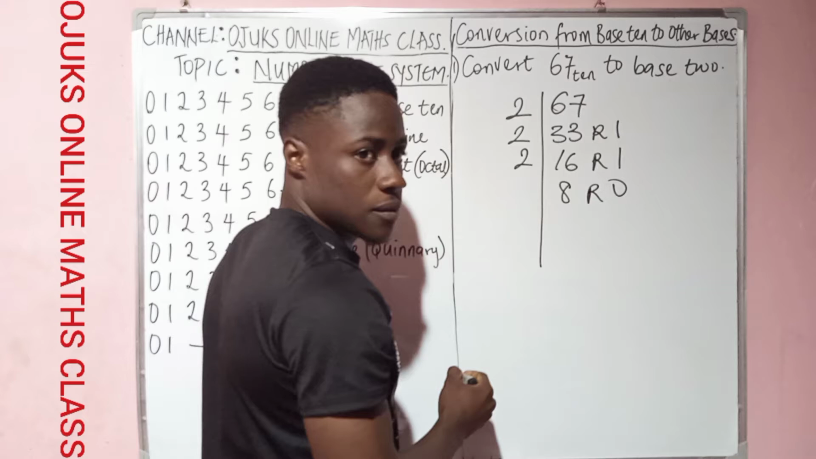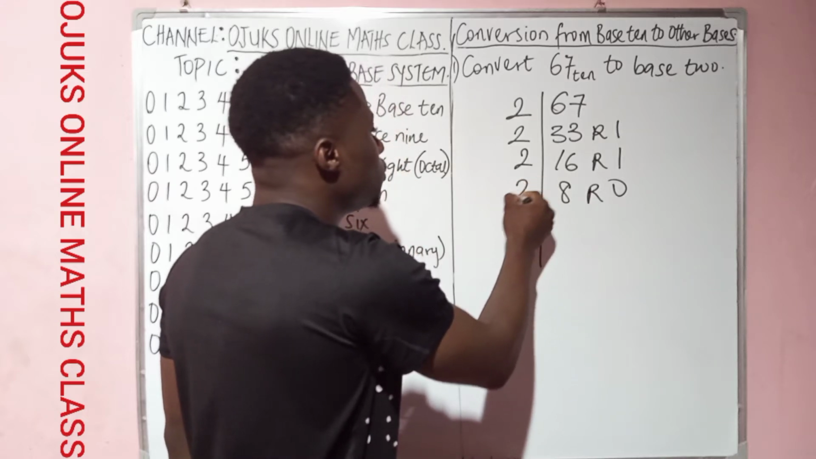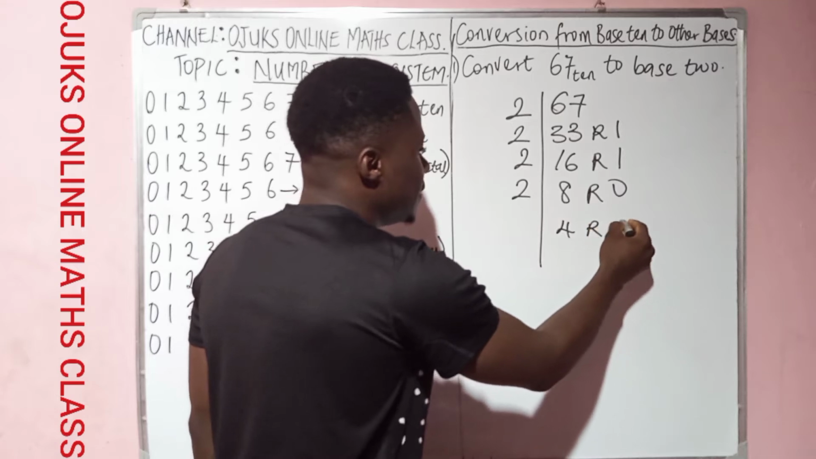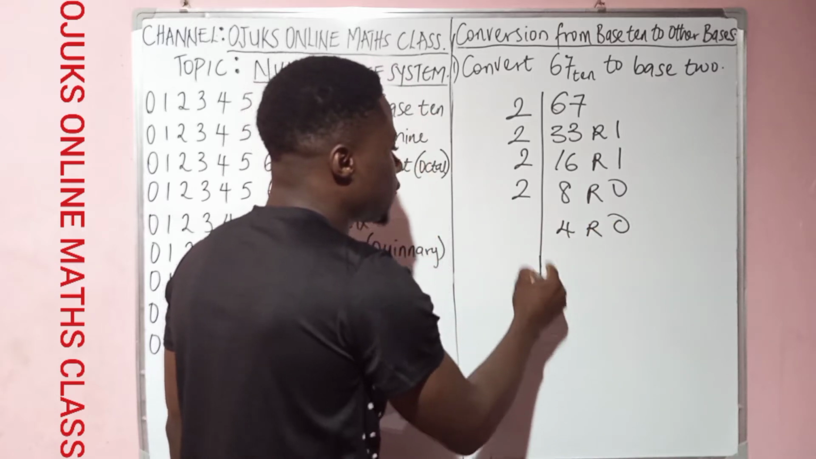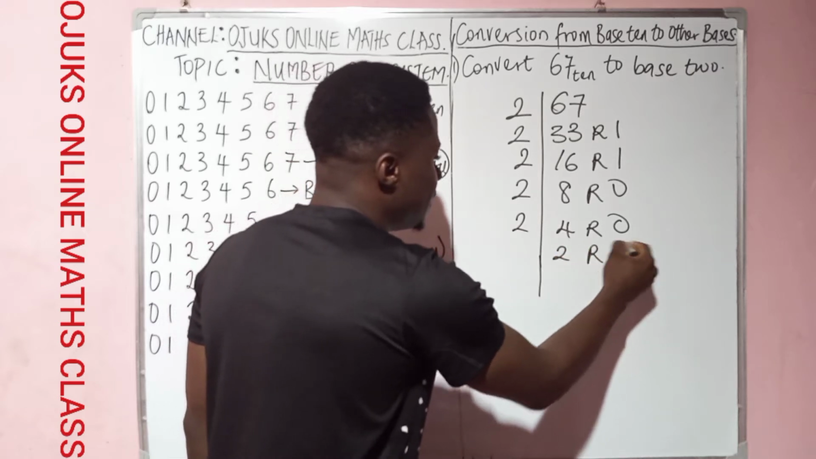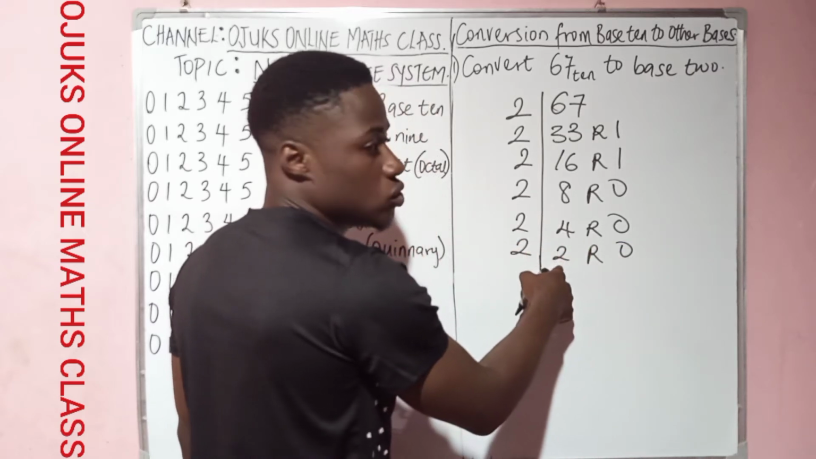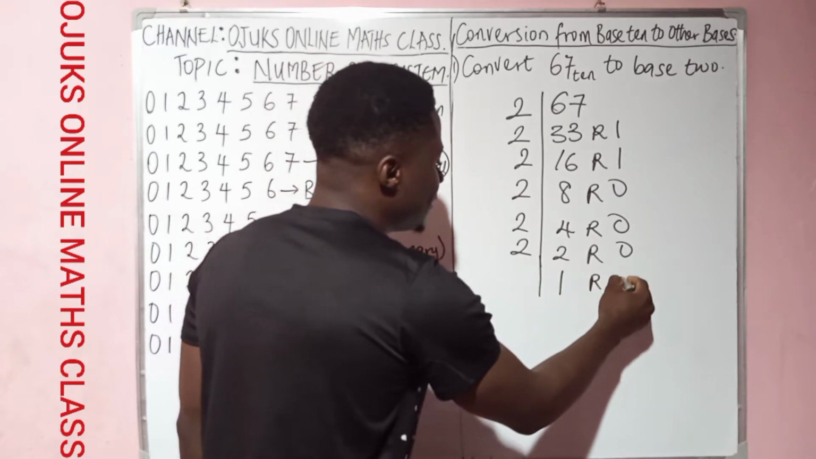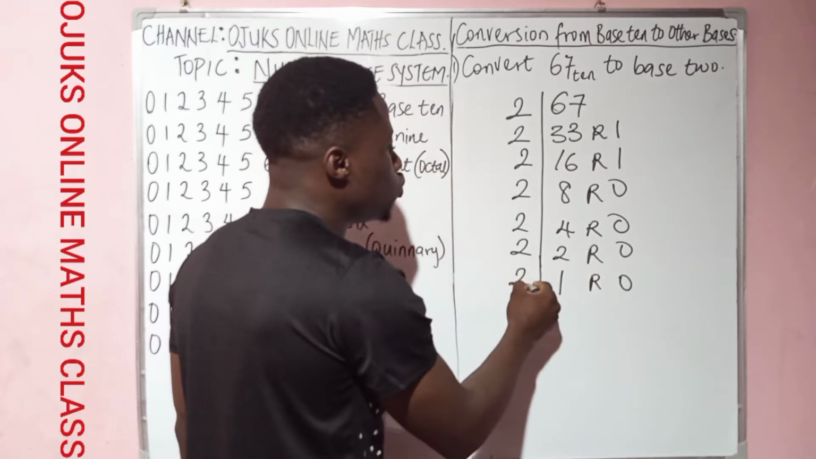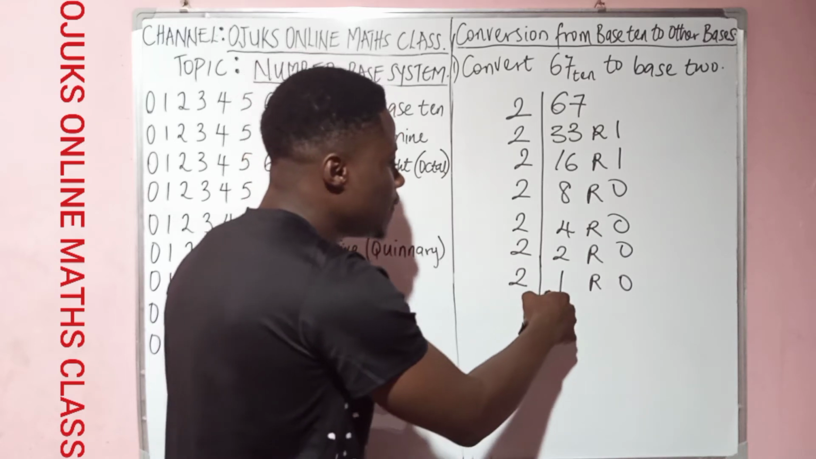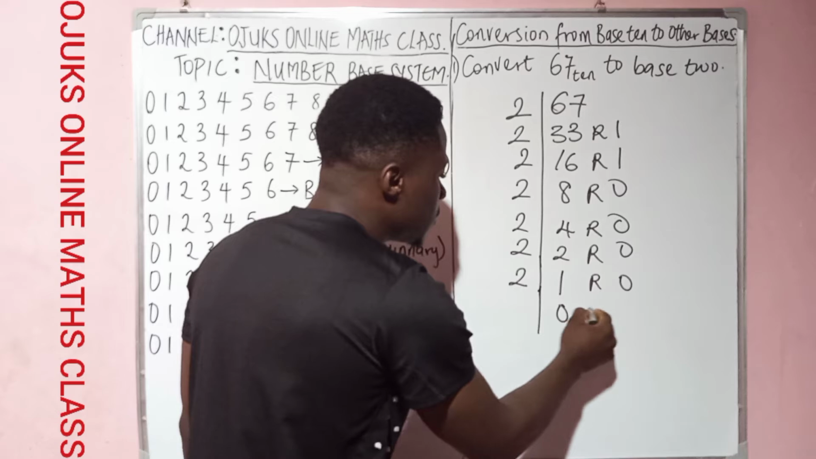Remainder 0. Then 2 divides 8, we have 4, remainder 0. 2 divides 4, we have 2, remainder 0. Then 2 divides 2, we have 1, remainder 0. Finally, you keep on dividing till you get your result as 0. Then 2 divides 1, we have 0, remainder 1.